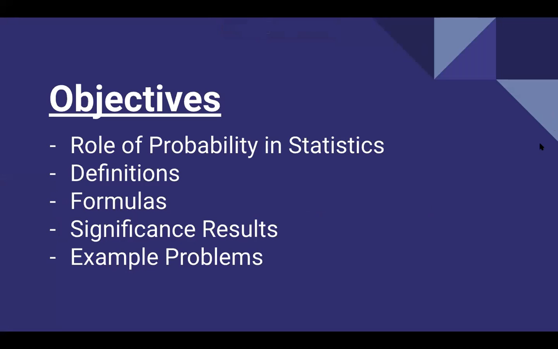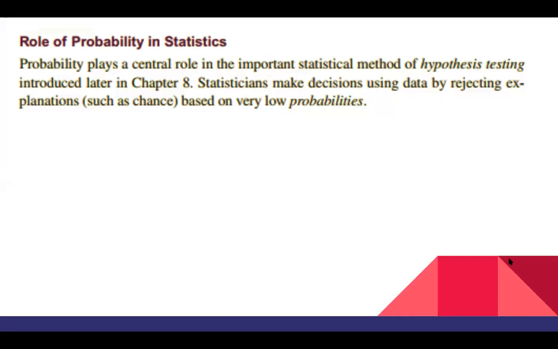So today, let's go through some objectives. We're going to discuss the role of probability in statistics and how statisticians interpret probability for us to be able to solve a problem. Then we're going to go through some definitions, which we will need to understand the formulas and how we can calculate probability. Then we're going to talk about significance results and how that prompts an explanation for probability. And then we're going to go through some example problems together. So let's get started.